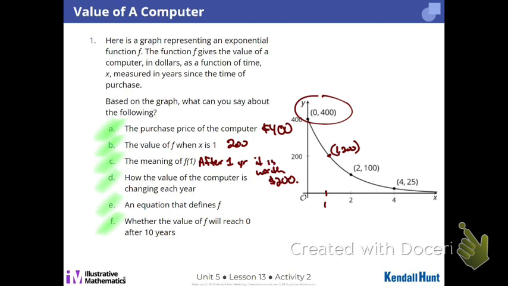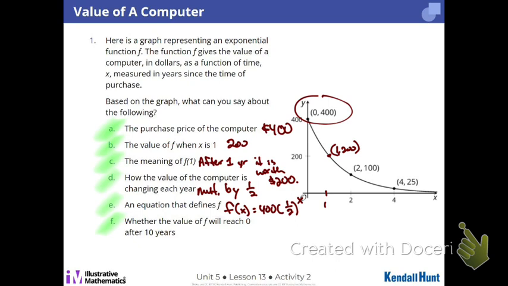And then who can tell me how it's changing year to year? Willett. Multiply by half, which would give us a decay factor, right? There's half left. Who can help me with the equation then that defines f? All right, Asher. F of x equals 400 times 1/2. Okay, yeah. Initial value times my growth or decay factor to the x number of times.